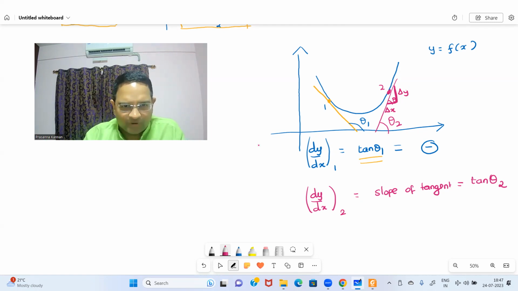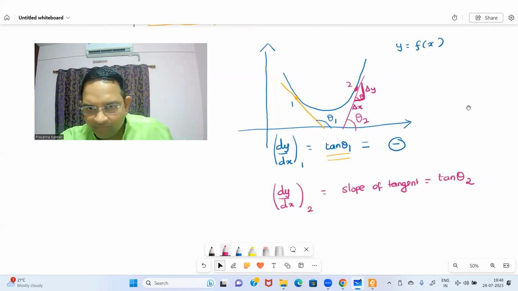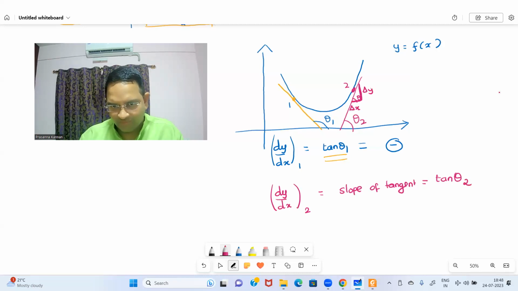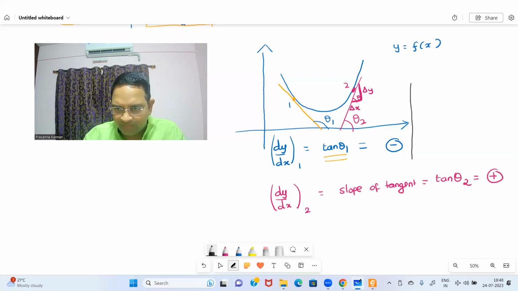Now is theta 2 acute or obtuse? Acute, sir. Acute, right? So what can you tell me about the sign of tan? Positive. Positive, yes. See, you wouldn't be spending this much time on the question once you know all these concepts. You will do it like this, okay? Once you know these concepts, because I'm teaching you these concepts, you're learning them, right? But once you've learned them, no problem. You'll be able to do it instantly after that point, okay?